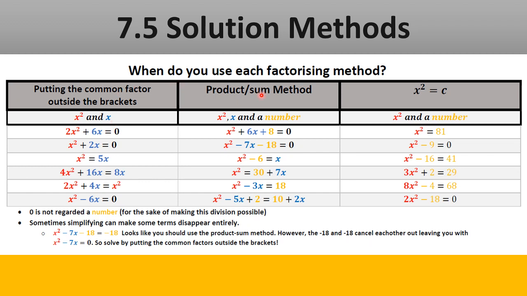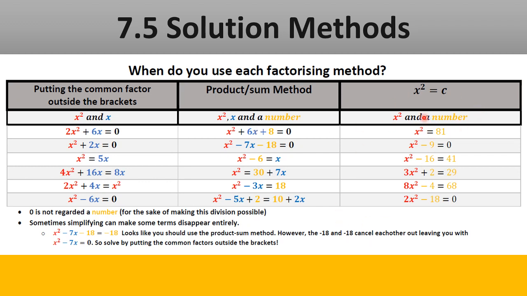When do I use the product sum method? Well, if I have something with x squared, something with x, and something with a number, and a number right now means something which is not 0. X squared plus 6x plus 8. X squared minus 7x minus 18. You can also see the coloring code that I've used, right? So when I have a red, blue, and yellow thing, I should use the product sum method.